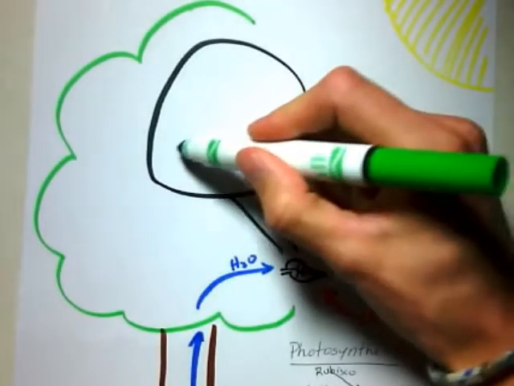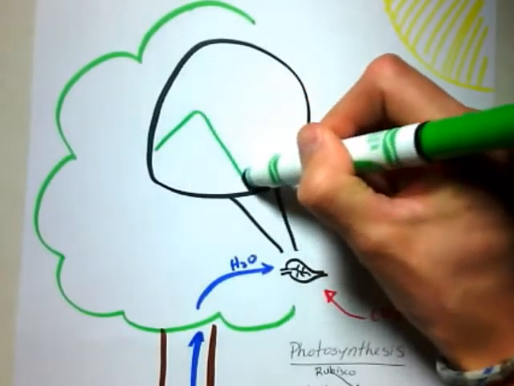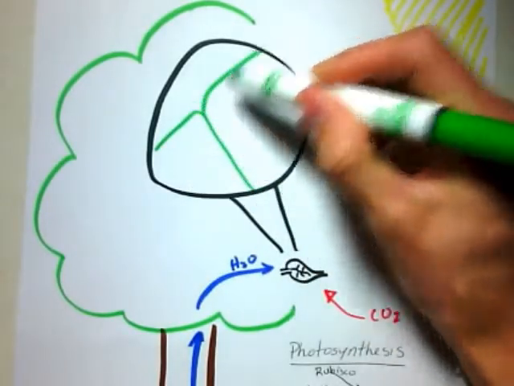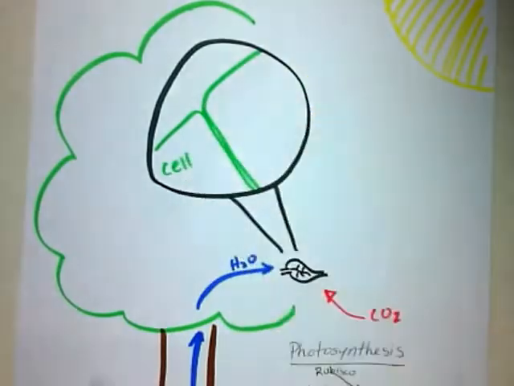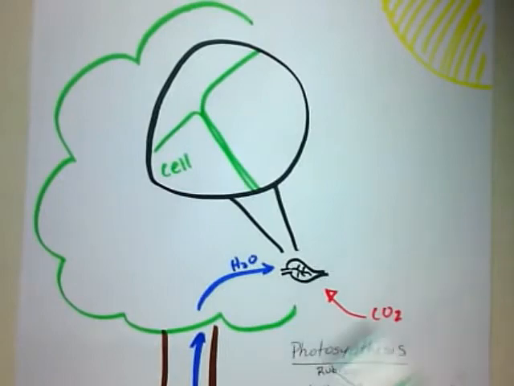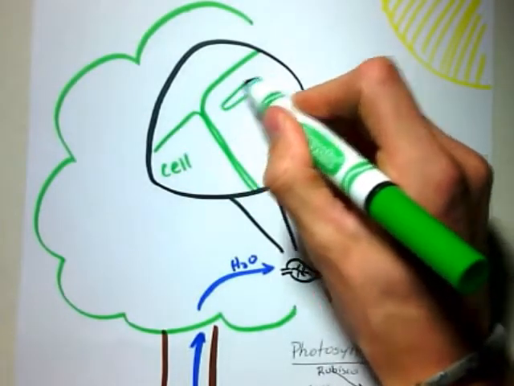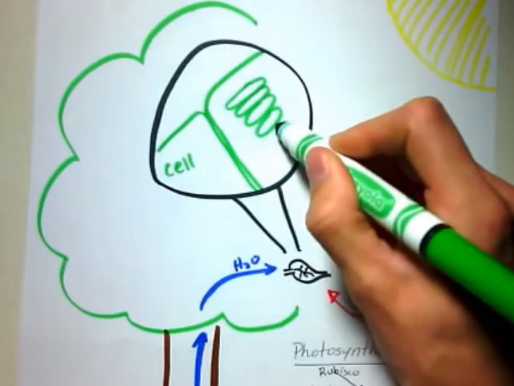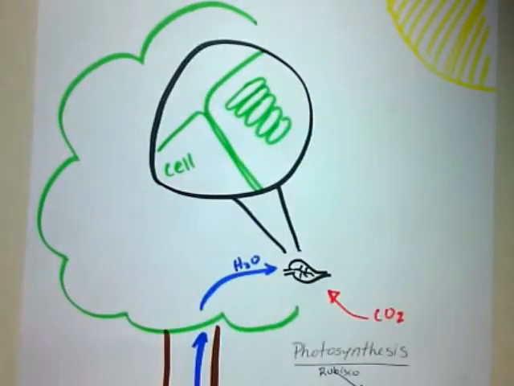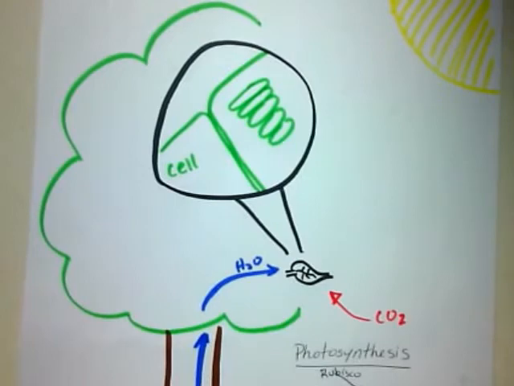Inside the leaf we have some cells. So this is a cross section of a cell. Here's another cell right next to it. These are two cells. So I'll just note this as a cell. Inside the cell we have these things called chloroplasts. They are like the mitochondria inside your own cells.